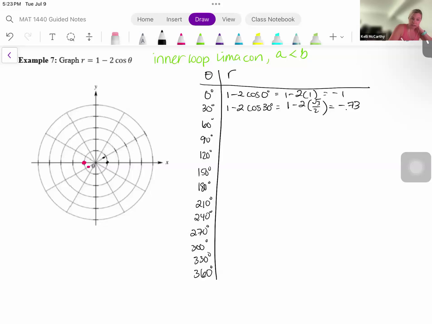Plugging in theta equals 60 degrees. 1 minus 2 times cosine of 60 degrees is equal to 1 minus 2 times 1/2, or 0. For 90 degrees, 1 minus 2 times cosine of 90 degrees, which is 1 minus 2 times 0, or 1.